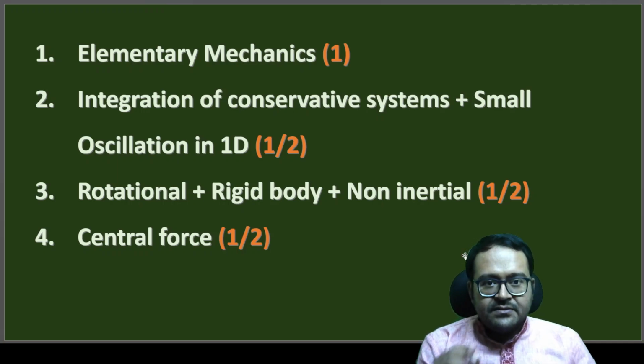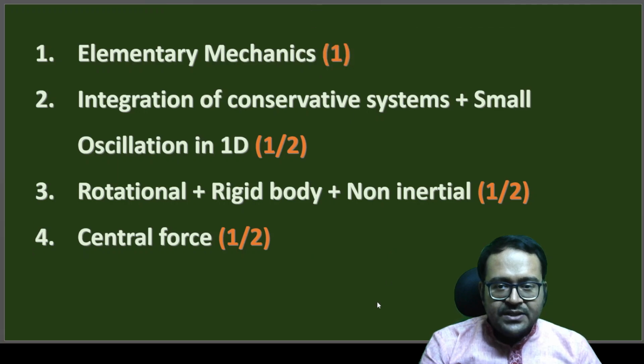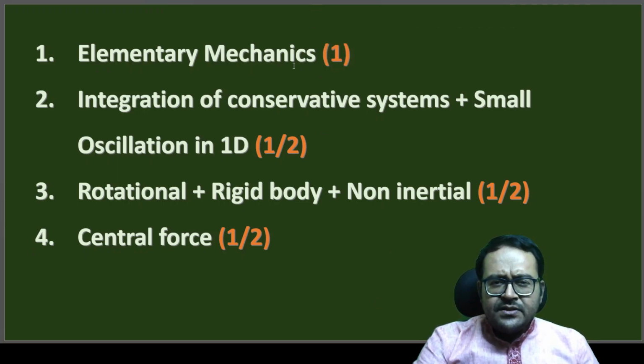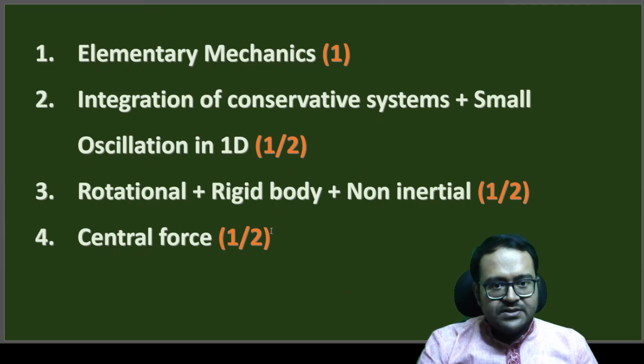The first, the most basic, is elementary mechanics. Usually one question is asked in general per CSIR NET, so in general, one question from elementary mechanics will always be there. The second part is integration of conservative systems, plus I added small oscillation here itself because both have a very common important property: we are dealing with conservative systems. From this part you can expect 1 or 2 questions.